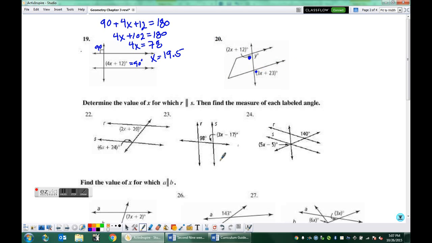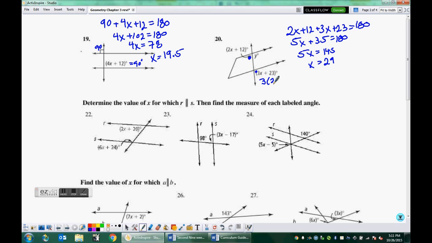For 20 here, again, I do not have an angle pair. So when I look at these, they were not an angle pair that we know of, so they are supplementary because the lines are parallel. So that means they add up to be 180. So when I combine like terms, I get 5x plus 35 equals 180. So that means 5x is 145, which means x is going to be 29.